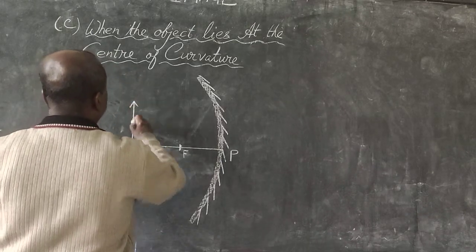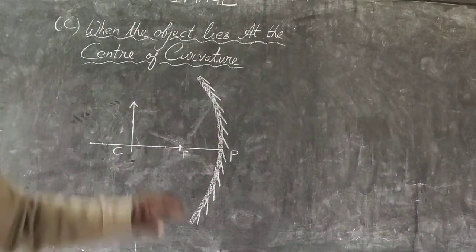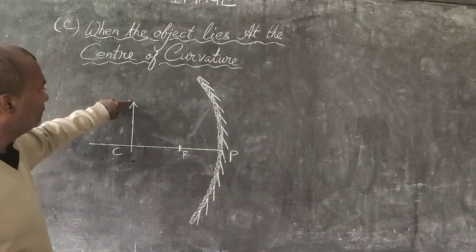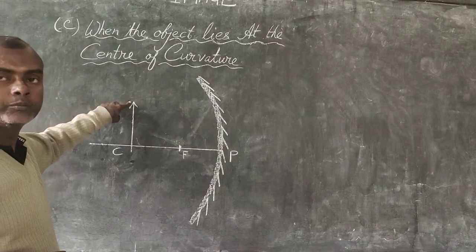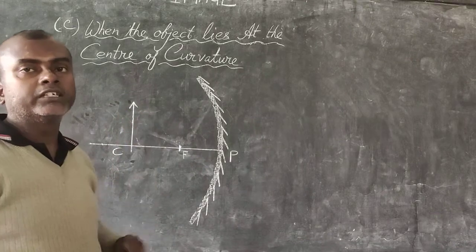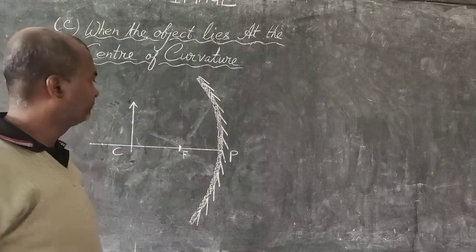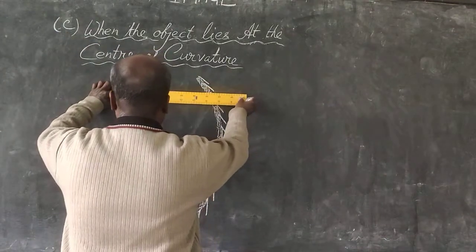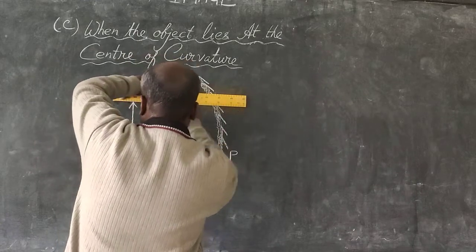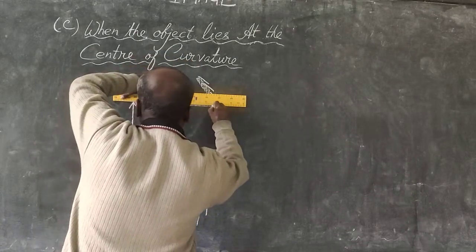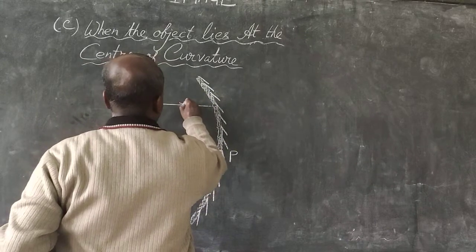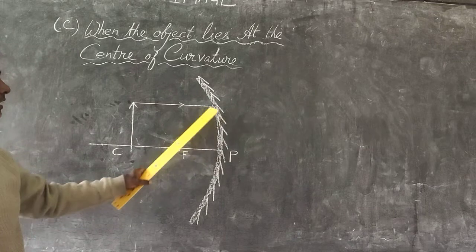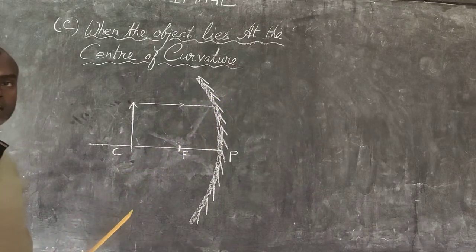This is our object. Again, the head of the object is above the principal axis, and we are going to choose one particular point that is on the tip of the object. From there, we are going to make two incident rays coming towards the mirror. Alright, one ray coming incident parallel to the principal axis, hitting the mirror. It will pass through focus as the rule says.